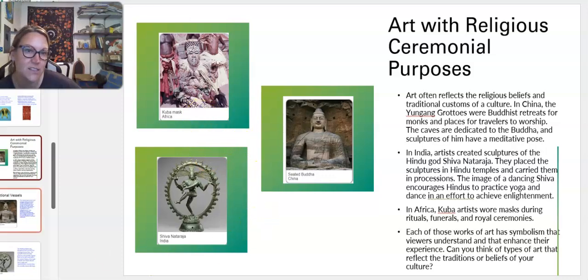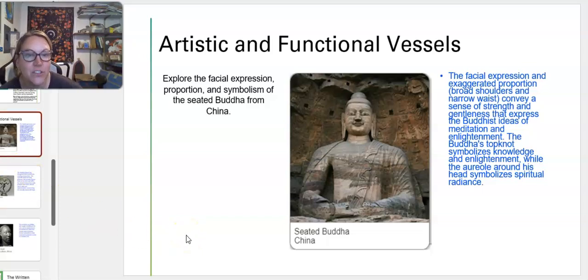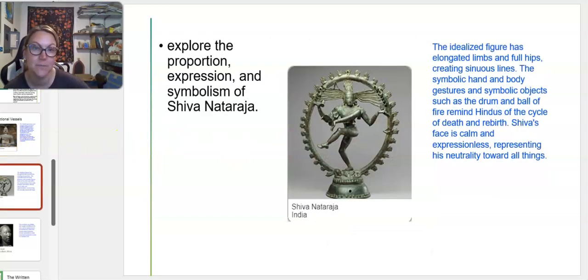Take a look at these. Explore the facial expression, proportion, and symbolism of the seated Buddha from China. So take a look. Here's the seated Buddha. The facial expression and exaggerated proportions, broad shoulders, and narrow waist convey a sense of strength and gentleness that express the Buddhist ideas of meditation and enlightenment. The Buddha's top knot symbolizes knowledge and enlightenment, while the roll around his head symbolizes spiritual radiance.